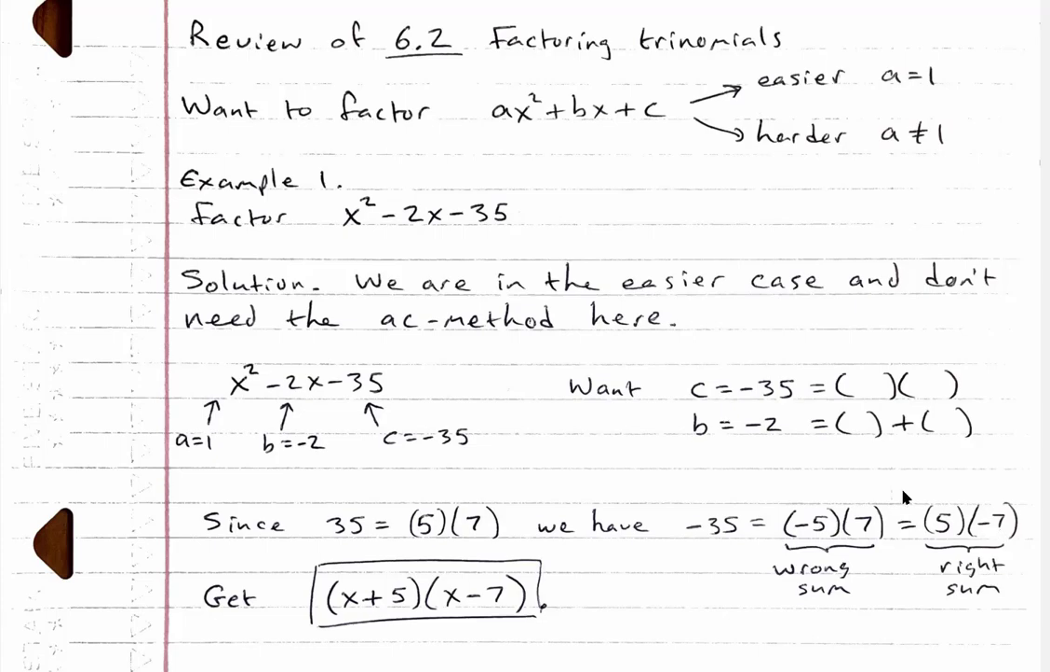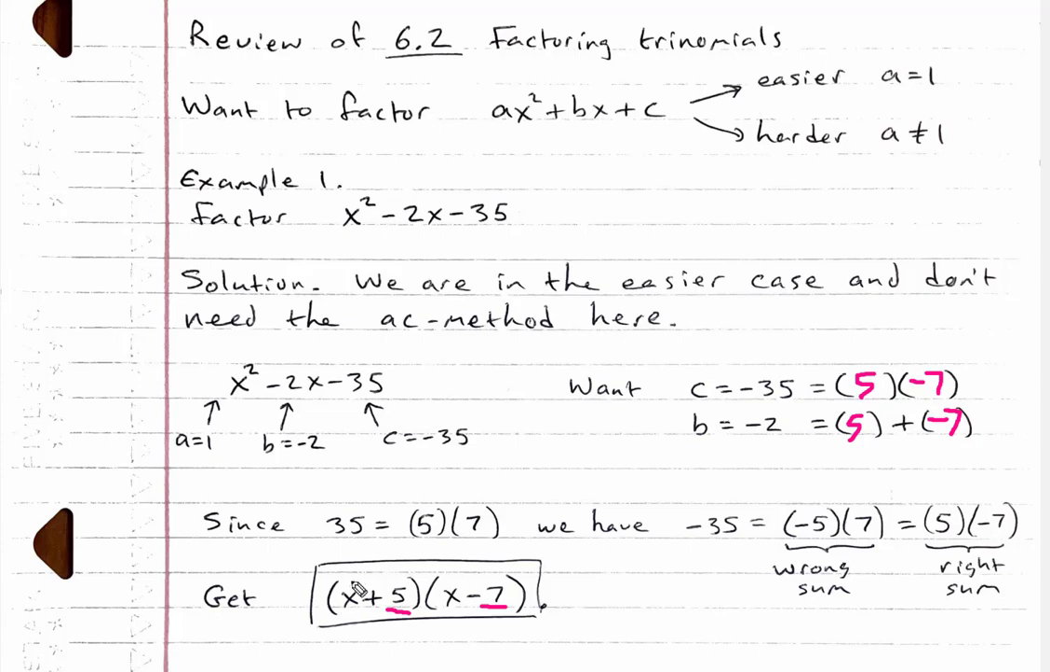And 5 times negative 7, that does give the right sum as well. 5 plus negative 7 is negative 2. So those are the two numbers we want: 5 and negative 7. And so just put those numbers in as the factors. So it's x plus 5 times x minus 7.